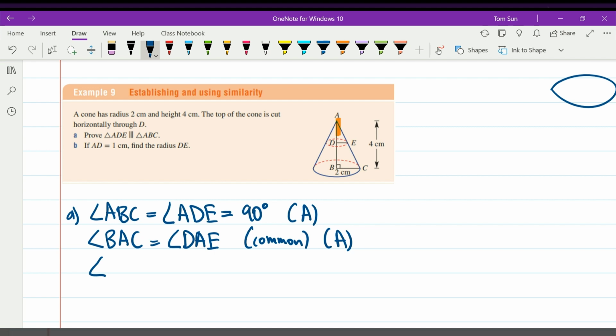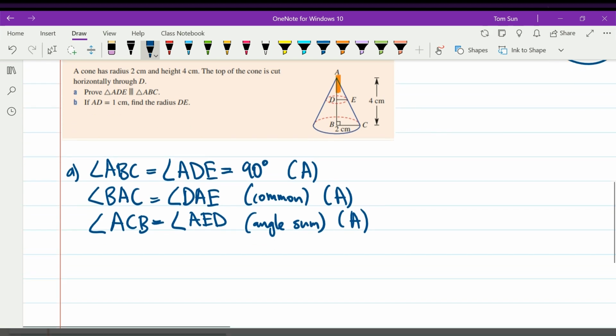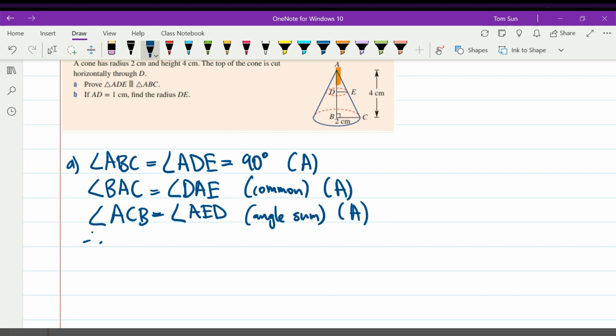We can say angle ACB is equal to angle AED because of angle sum. Once you've proven two angles are the same, the third angle has to be the same if you're comparing triangles. So we've got, therefore, triangle ADE is similar to triangle ABC. There, you've already proven it.